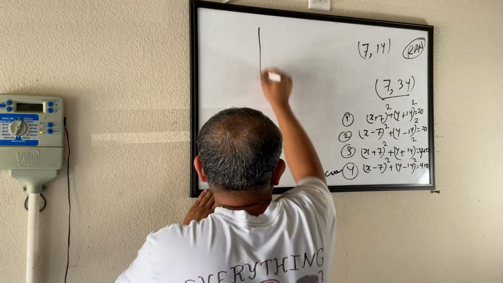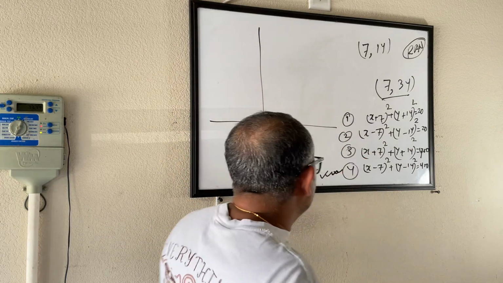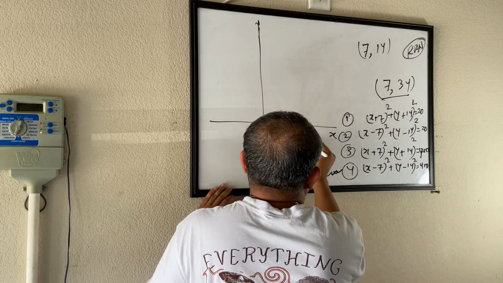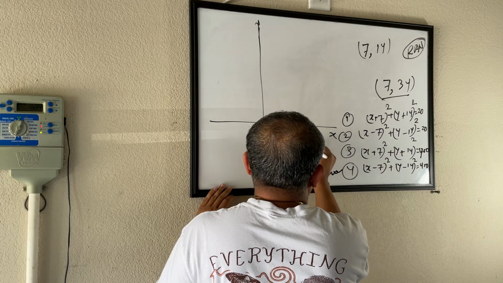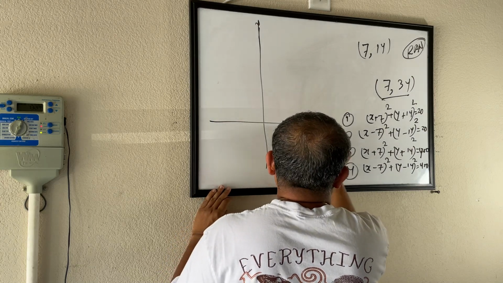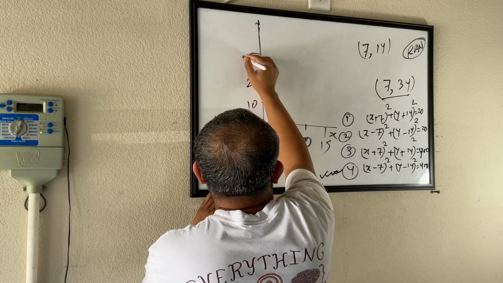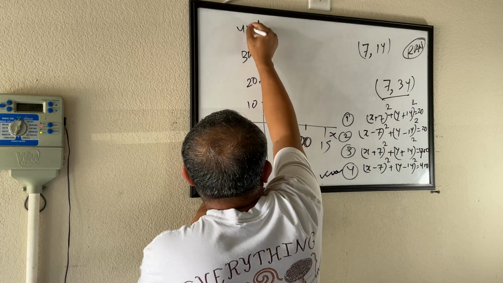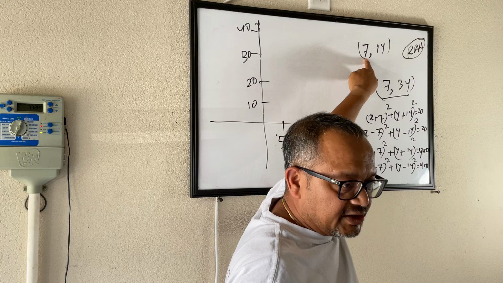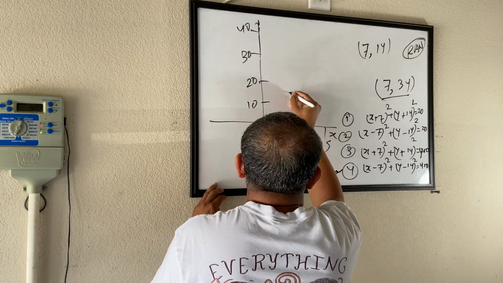My question says that the circle is in the xy plane. So I cannot solve it without visualizing the xy plane. This is my xy plane. Here I will use 5, 10, 15, and here I will use 10, 20, 30, 40. Now it says my center is at 7, 14. So 7, 14. Somewhere here is my center.